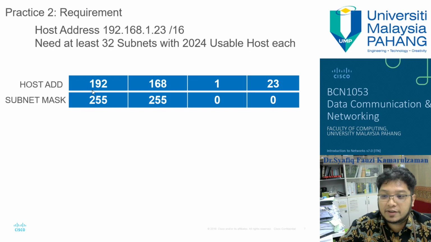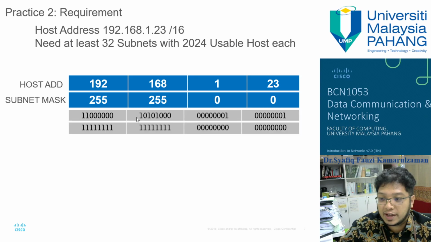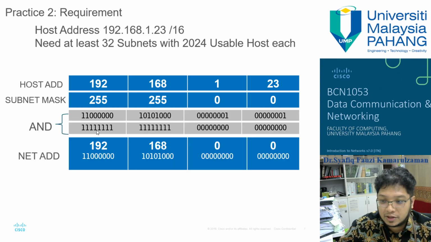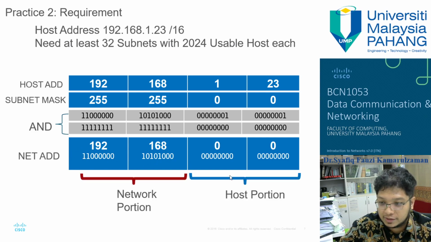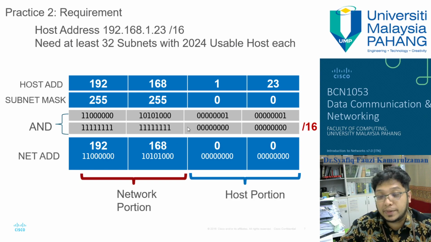So basically you have this host address, and then you have this subnet mask. So you need to find out the network address first. So as usual, get the binary, and you AND the binary, you will get the network address. As you can see here, because the subnet mask is only 2 octets, your network address only has 2 octets as the network portion. So you got another 2 octets for your host portion, which is equal to 16 bits. So this one is categorized as /16 because of only 16 network portion bits.